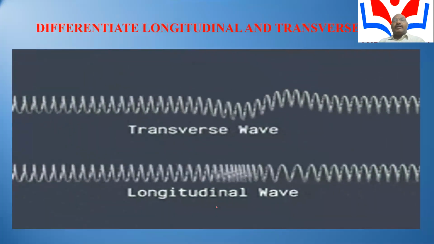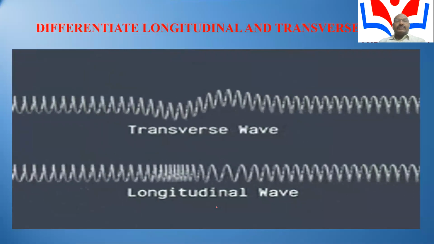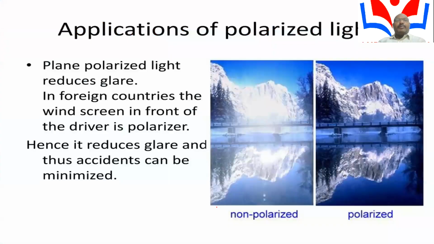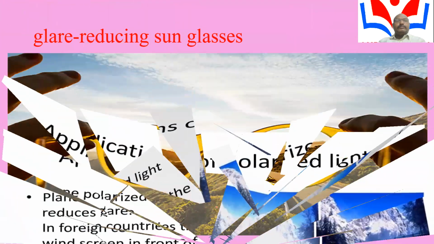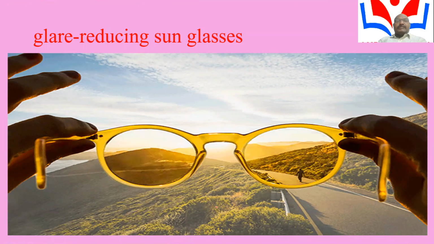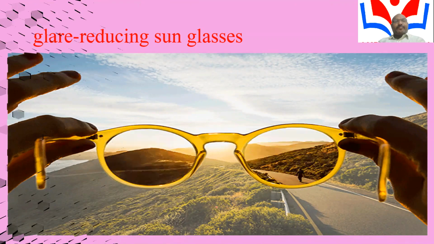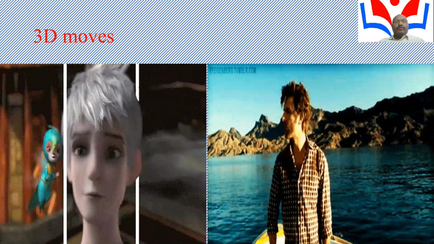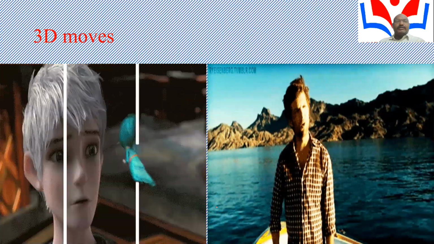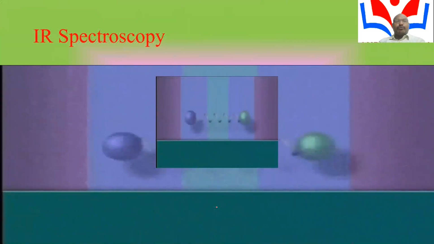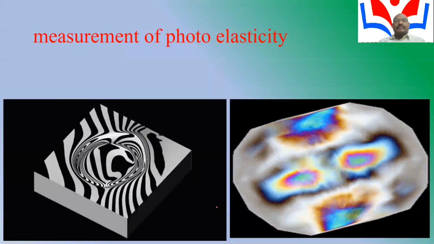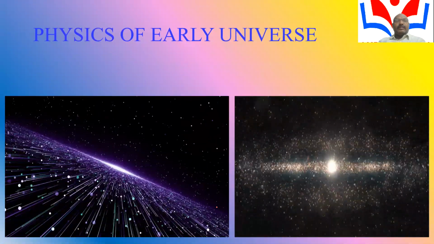So, longitudinal and transverse vibrations: transverse is perpendicular and longitudinal is parallel to the wave propagation. Applications of polarized light, as opposed to non-polarized light: glare reducing sunglasses, 3D movies using polarization, IR spectroscopy, measurement of photoelasticity, physics of the early universe.